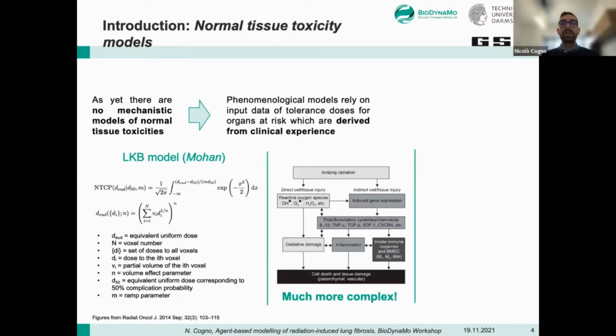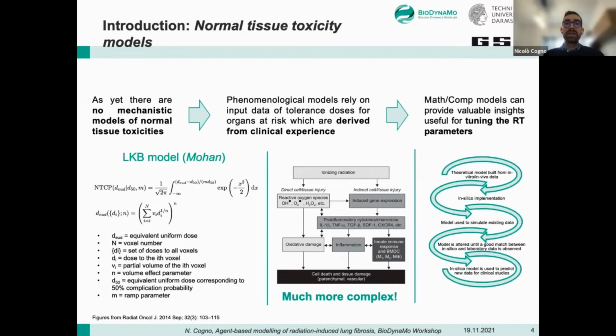But as you have noticed before, the adverse effects of radiotherapy are often not limited in number, and the path that leads from ionizing radiation to cell death and tissue damage is not straightforward. So in this context, mathematical and computational models can provide valuable insights that can be useful for tuning the radiotherapy parameters. And the use of these models in biomedical frameworks has a well-defined pattern, which I'm sure you already know, as you are experts on it.